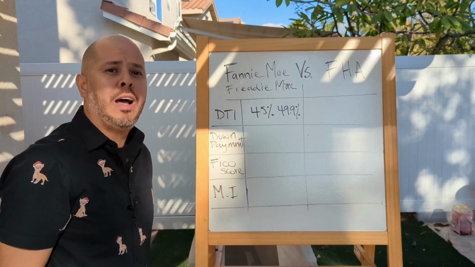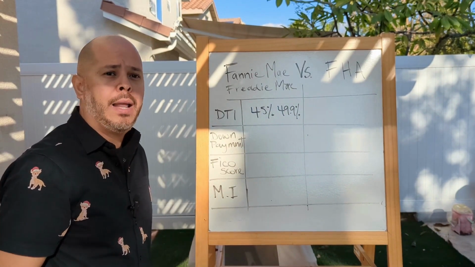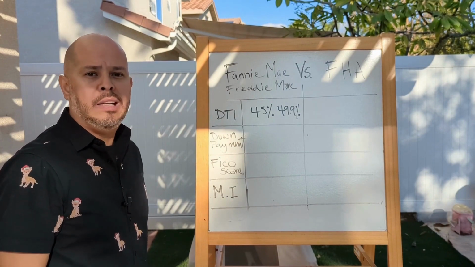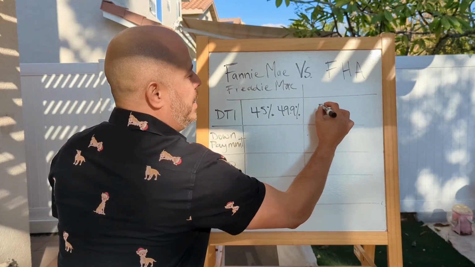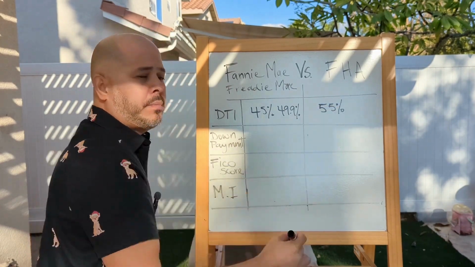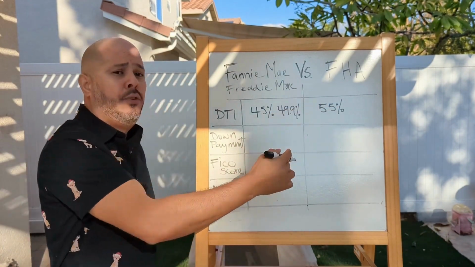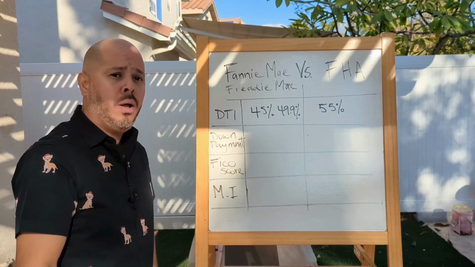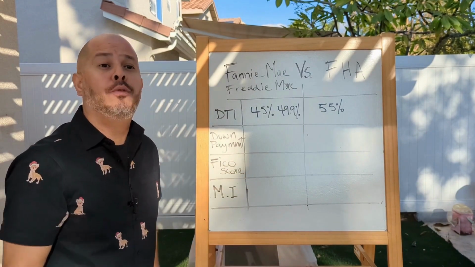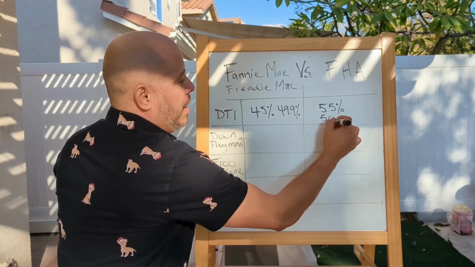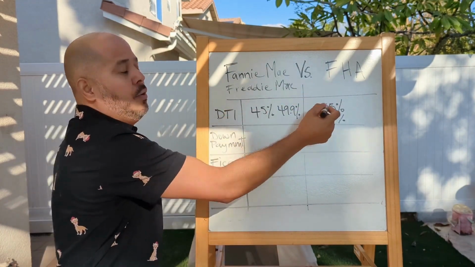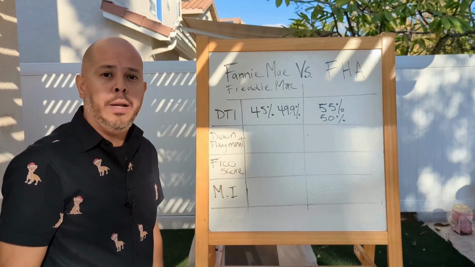Now FHA does have more flexibility. That's why a lot of people go FHA. It does give you a higher threshold for debt to income ratio. The max here could be up to 55%. Okay. Now, some factors do have to come into that. If you have really low credit scores or things of that nature, sometimes it might limit you up to 50%. So it just depends on your scenario. But FHA in this case does give you more room for the debt to income ratio.